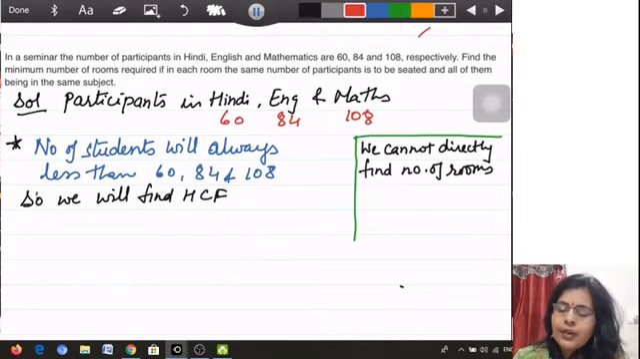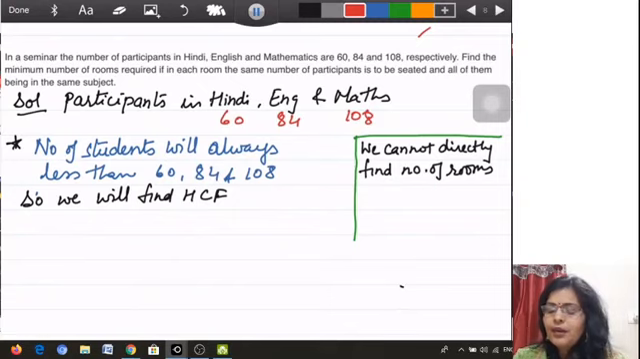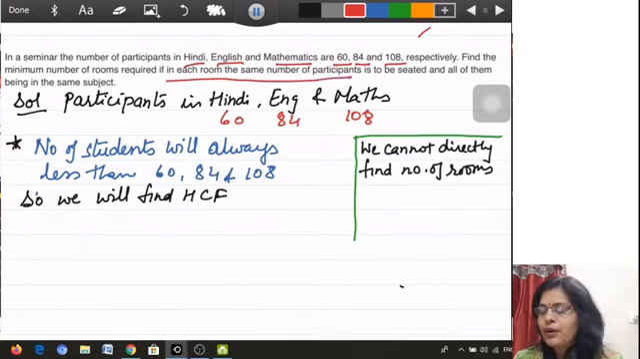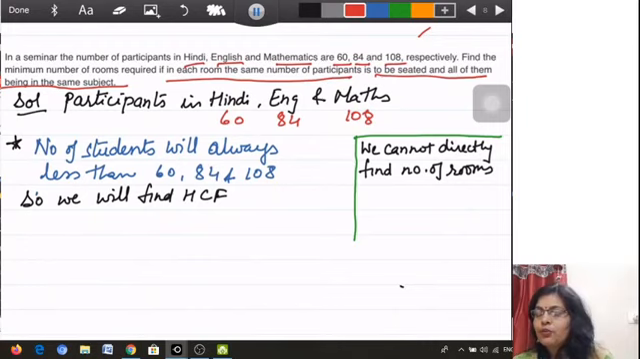Now, I'm reading out the question. In a seminar, the number of participants in Hindi, English, and mathematics are 60, 84, and 108 respectively. Find the minimum number of rooms required if in each room the same number of participants is to be seated and all of them being in the same subject. Respectively means the first is for the first one, second for the second, and third for the third. So participants in Hindi are 60, in English are 84, and in maths are 108.